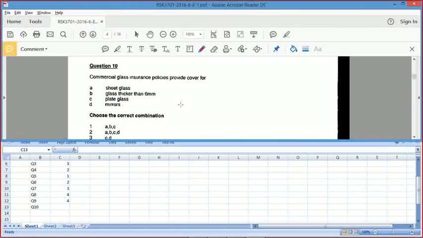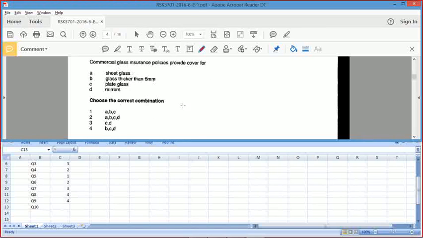Okay, commercial glass insurance provides cover for sheet glass, glass thicker than 6 millimeters, plate glass, and mirrors. Right, it would cover mirrors. Okay, glass thicker than 6 millimeters. We need to check that, but I think it is true. And then plate glass would be... So I would go with B, C, and D, but let's check glass insurance, just to make double sure.